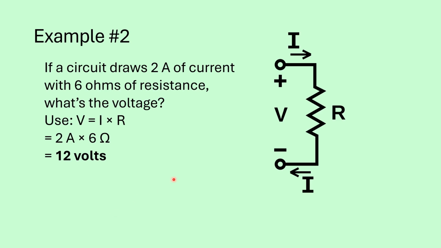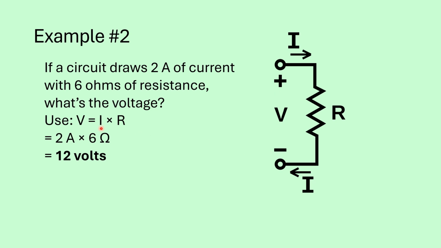Now let's look at another example. If a circuit draws 2 amps of current with 6 ohms of resistance, what is the voltage? In this case, we know the current. We're given it as 2 amps, and we know the resistance is 6 ohms. So we want to know what this voltage is that causes this current to flow. That's what we're trying to solve for.